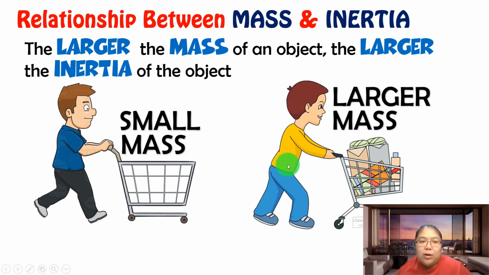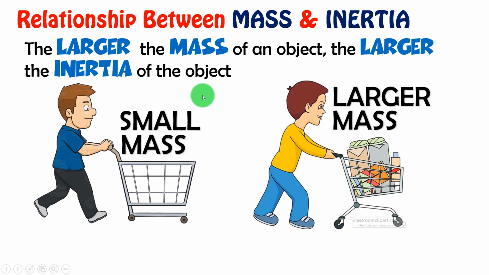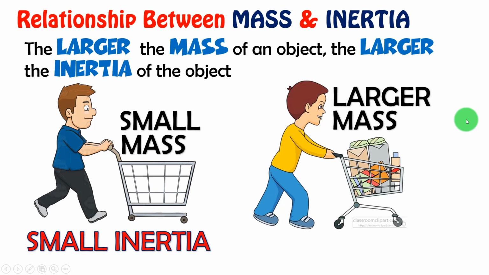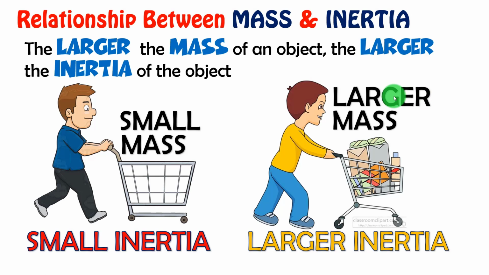So I can conclude that the larger the mass of the object, the larger the inertia of the object. So from here, the small mass has smaller inertia. This one is larger mass, which means the inertia must be larger. Both mass and inertia are directly proportional.